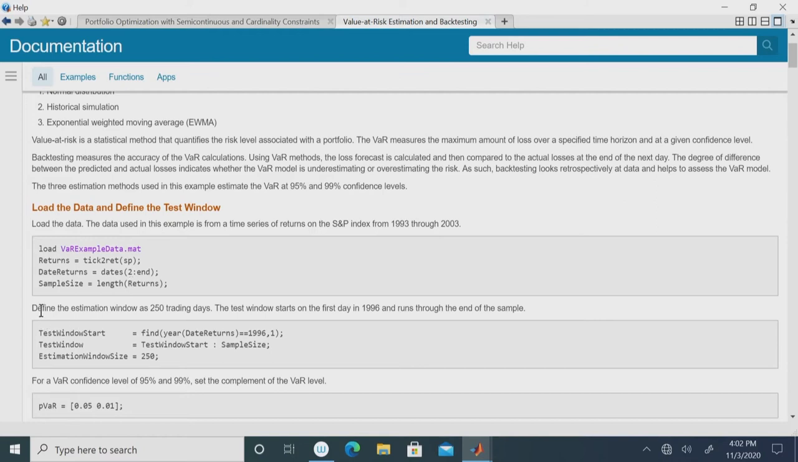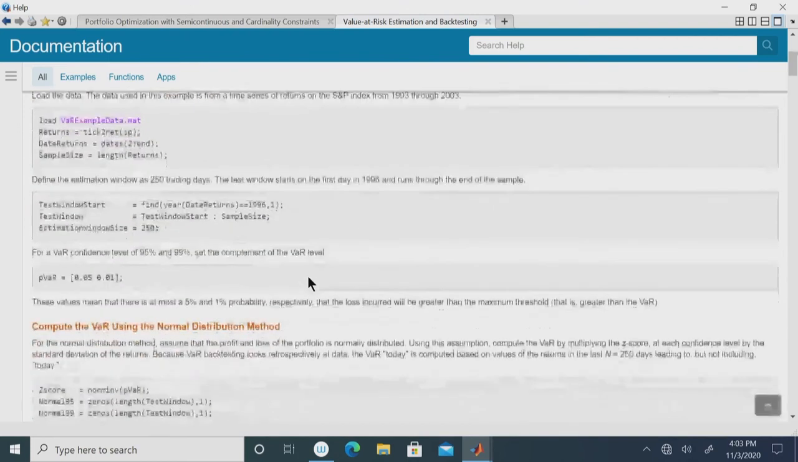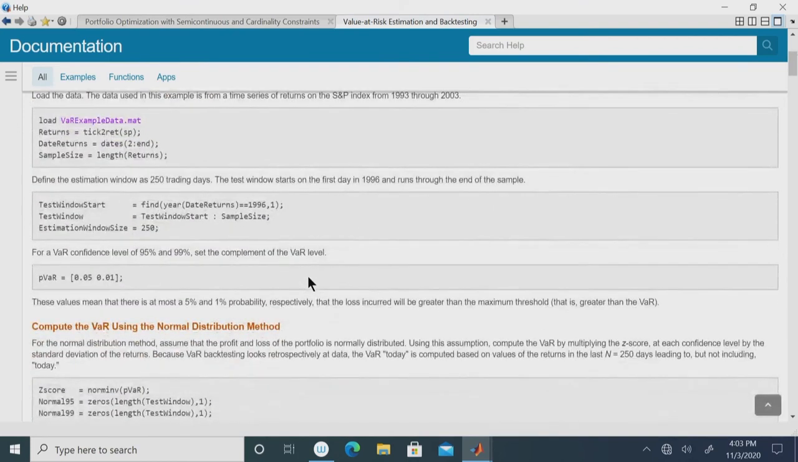So now what we do is that we define the estimation window as 250 trading days. That means that we will make an estimate of the value at risk for, say, one day into the future, making use of the data for the preceding 250 trading days. The data that is being used here starts on the first day of 1996 and runs through the end of the sample. So in this example, they are really looking at a very large data set.